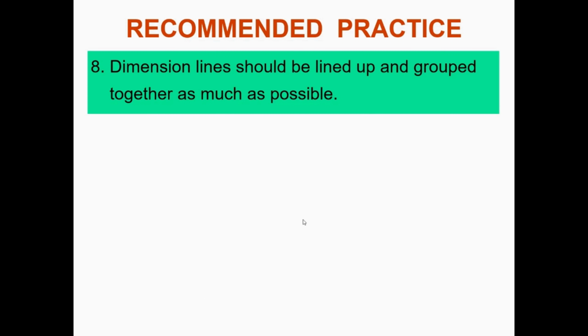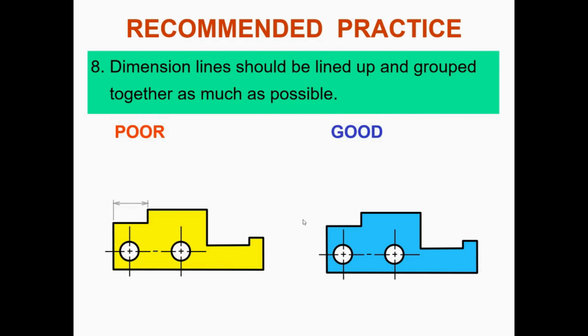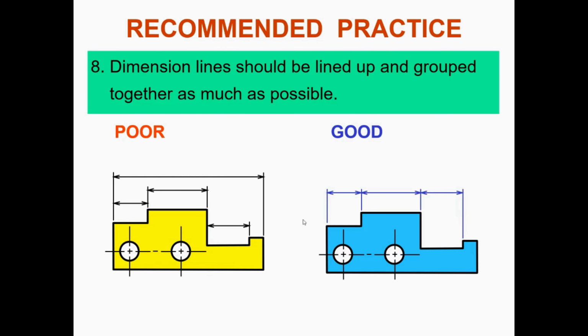Dimension lines should be lined up and grouped together as much as possible. This is also very, very important. You should do very well to group the dimensions to make them more presentable and clear. If you look at the left hand side, again it's very poor. All these dimensions can be grouped to form a chain or baseline. This dimension is trying to combine chain and baseline, and this is very wrong. This is the right way to do it.